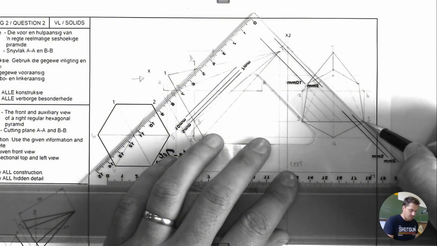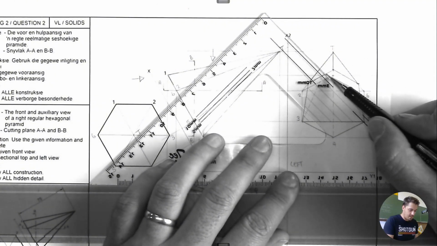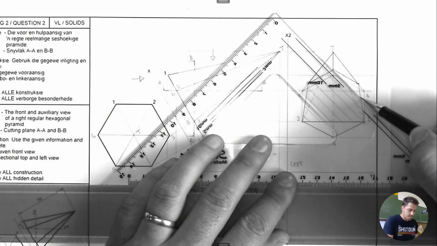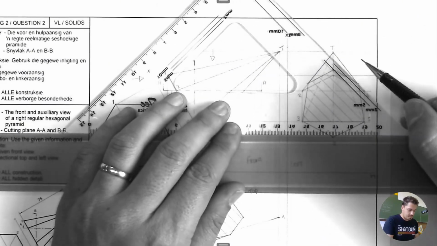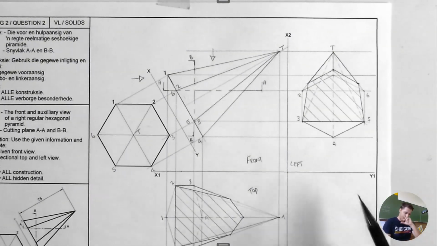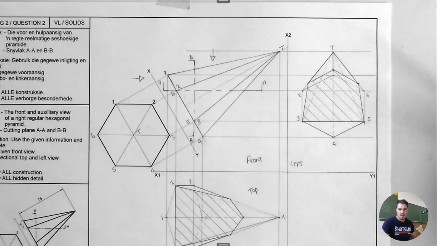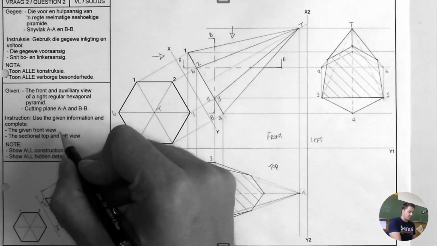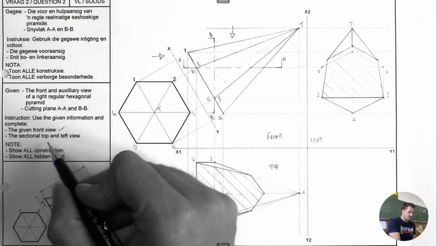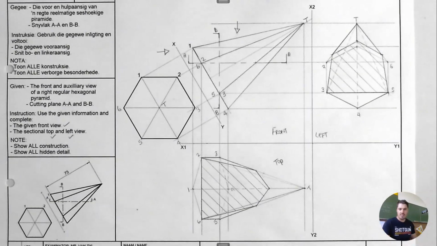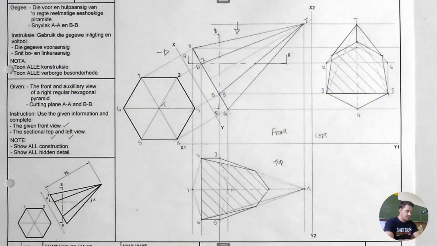And please note, I'm not erasing anything on my drawing. Leave the construction lines, leave the hidden detail, leave all the information on the page that shows how you got to the answer. All right, so this would be, according to your instructions, you've done the given front view, that's a copy piece, and you've done the sectional top and the sectional left. So this is solid geometries in a nutshell.